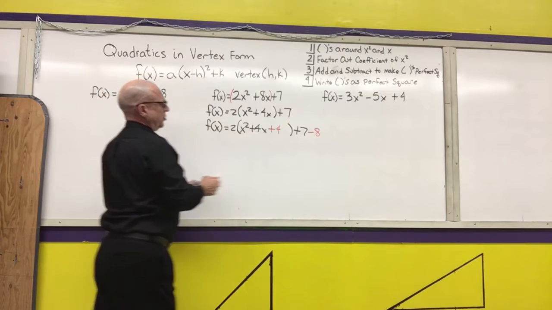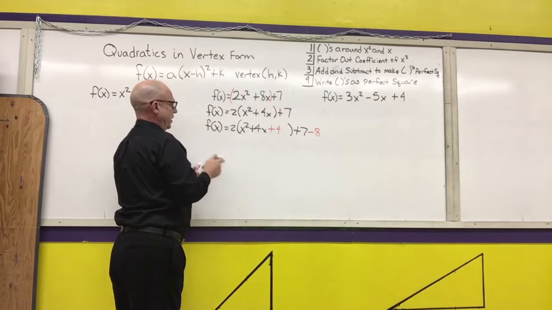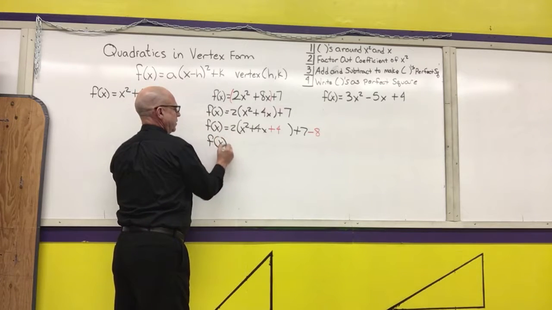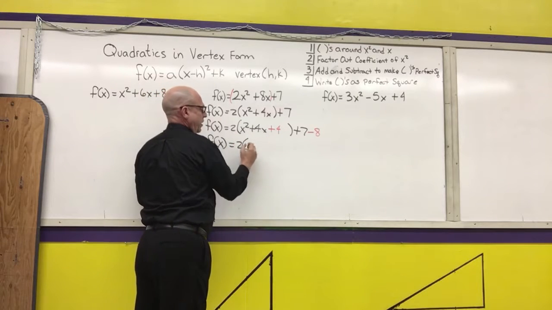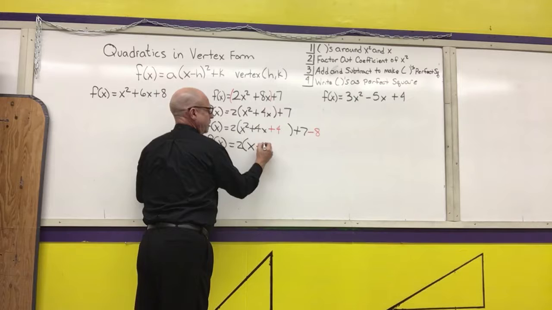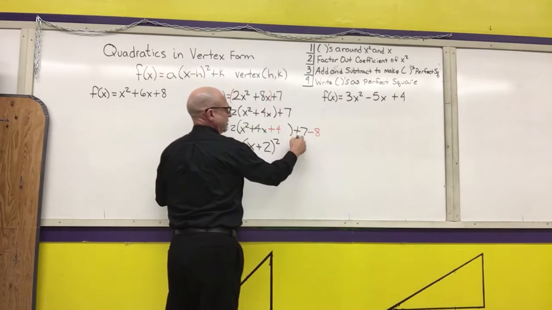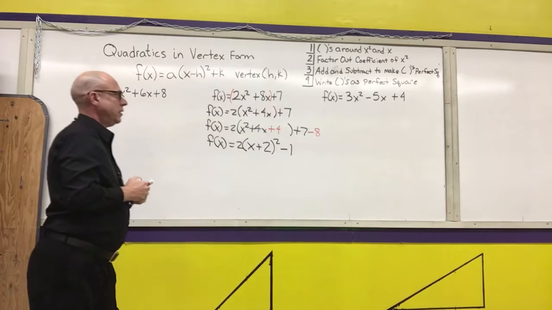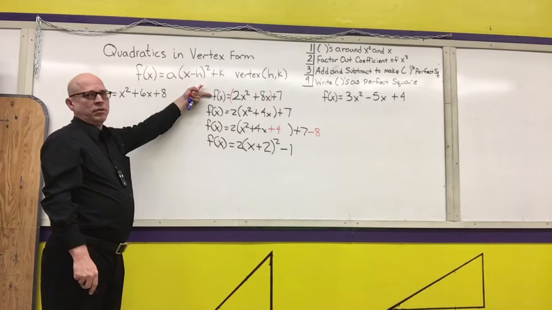The last step is to rewrite this as a perfect square, and then I'm going to simplify what's on the right-hand side. So the final part here is f of x equals 2, and the perfect square for here is x plus 2, quantity squared, and then 7 minus 8 is negative 1. So that would be the vertex form for the original quadratic function.